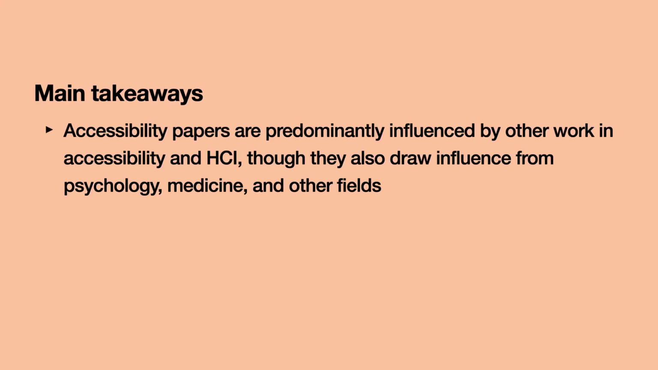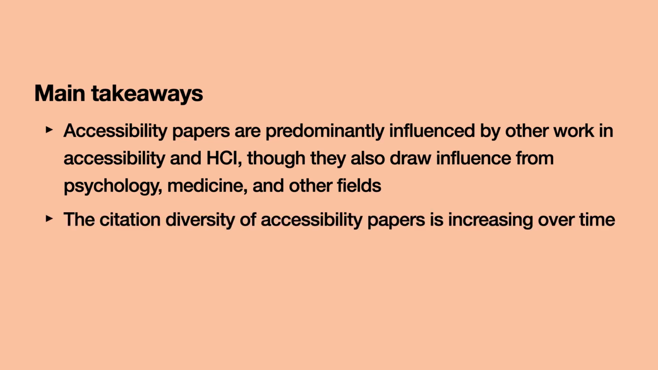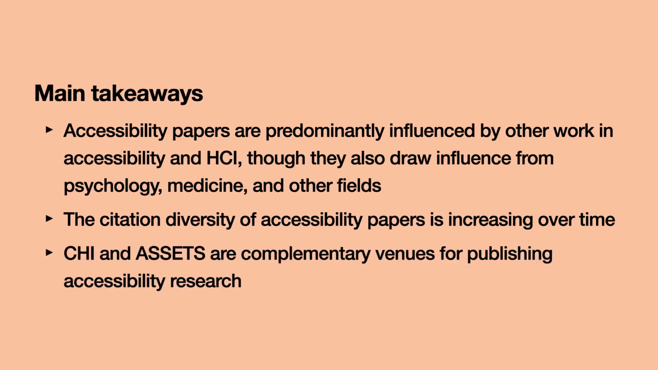Here are the key takeaways for this work. Accessibility papers are predominantly influenced by other work in accessibility and HCI, though they also draw influence from other fields like psychology and medicine. The citation diversity of accessibility papers is increasing over time. Finally, CHI and Assets are complementary venues for publishing accessibility research.